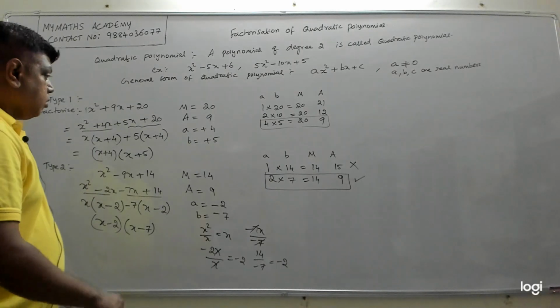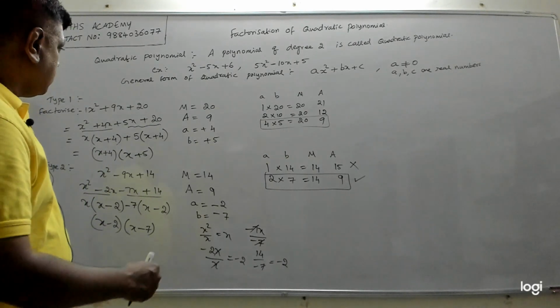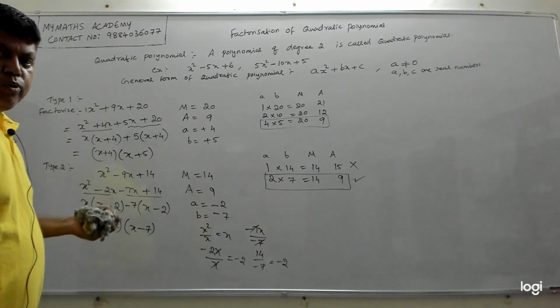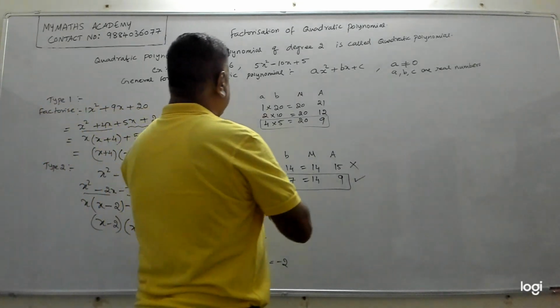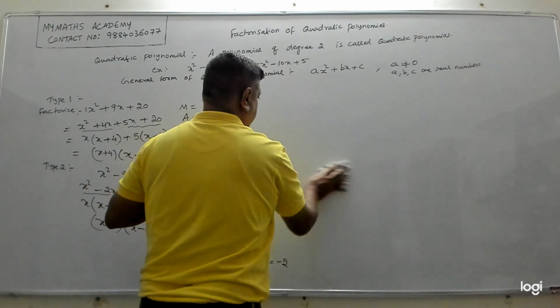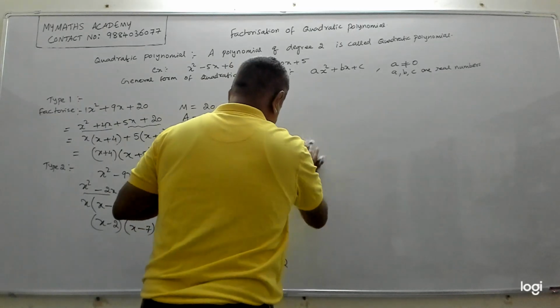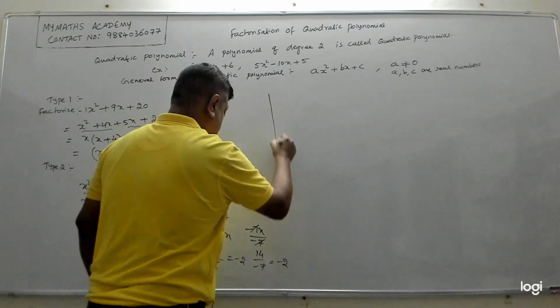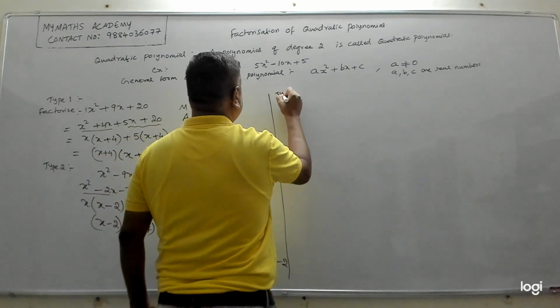Okay. So now we have done two types. Type 1 is over, type 2 is over. We'll do the type 3. Fine. So I'm erasing these parts. This is the rough part. Now type 3.